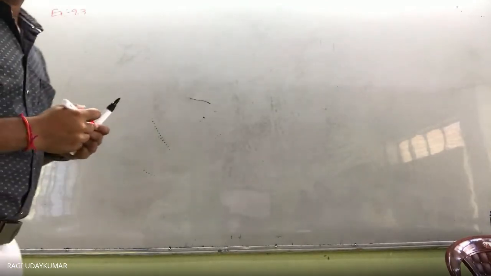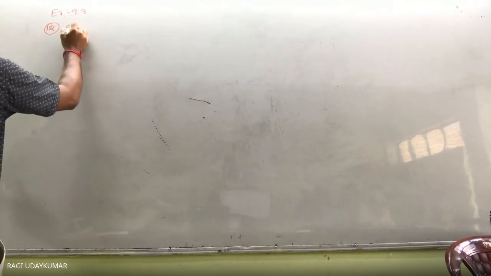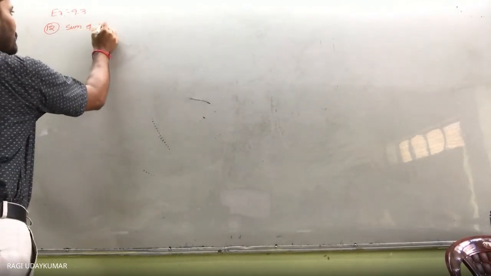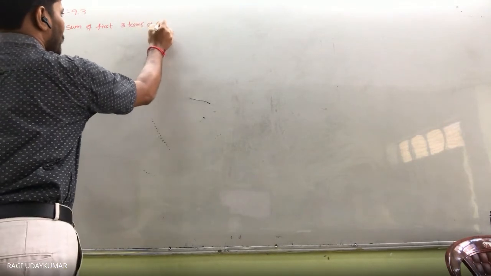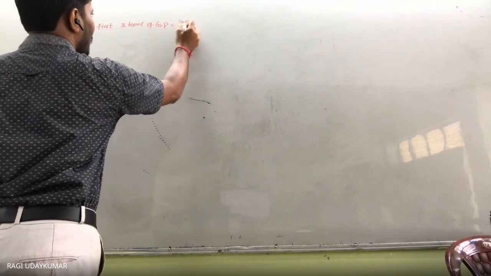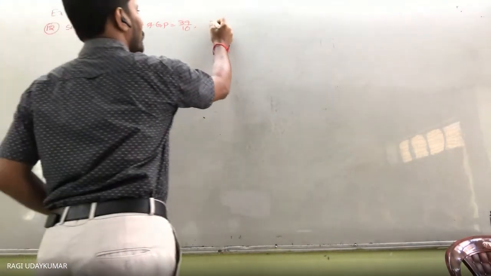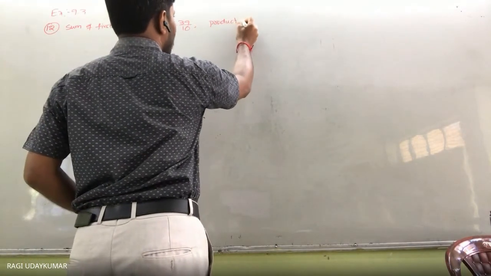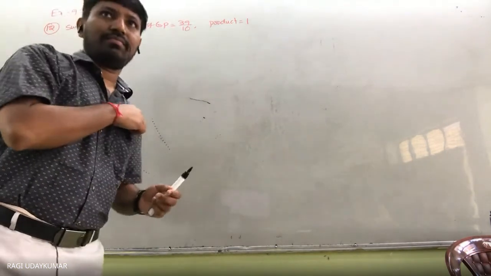Twelfth one: the sum of the first 3 terms of a geometric progression is 39 by 10, and the product is 1. We are asked to find the common ratio and the terms.